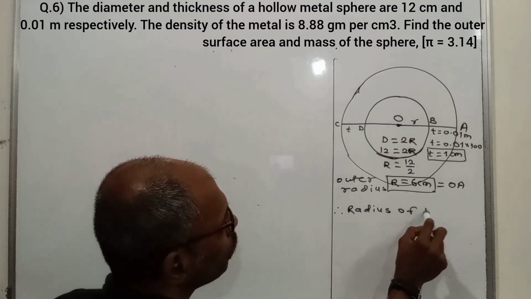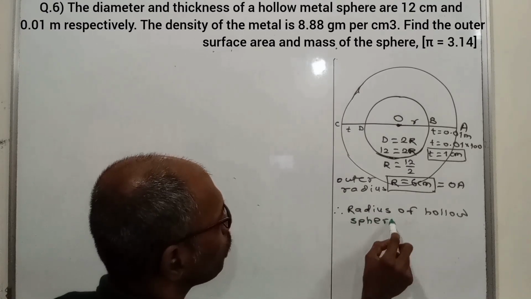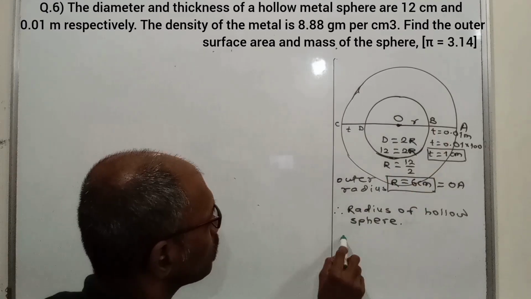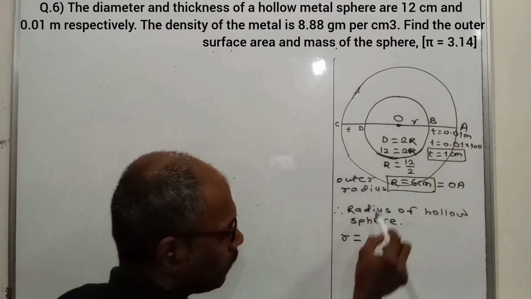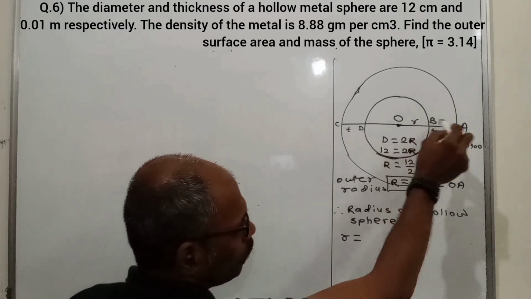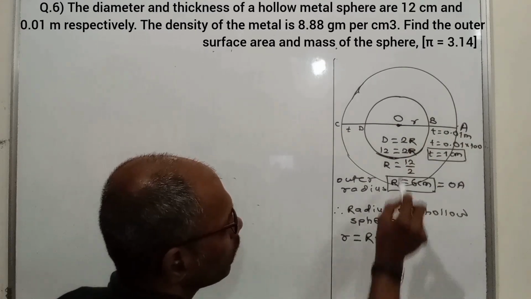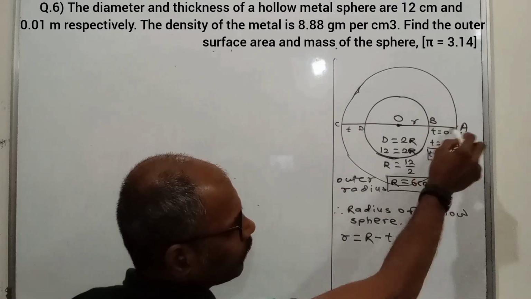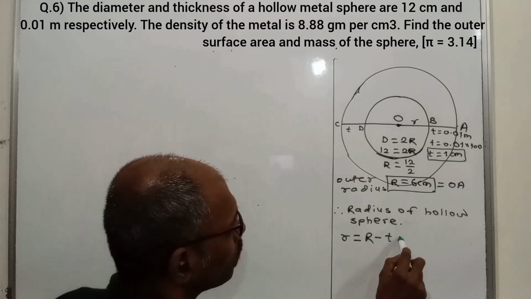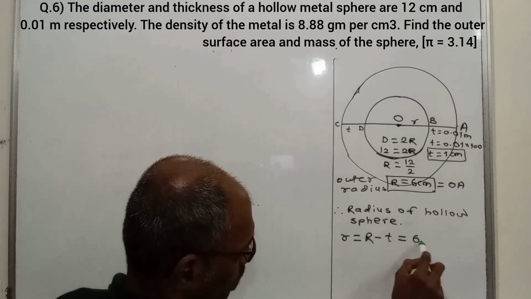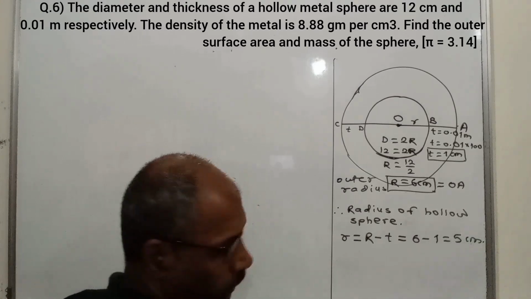Therefore, radius of hollow sphere, that is small letter r. This small r is equal to capital R minus, capital R means OA, minus AB. OA minus AB means OB. Therefore, capital R, what is, 6 minus 1 is equal to 5 centimeter.